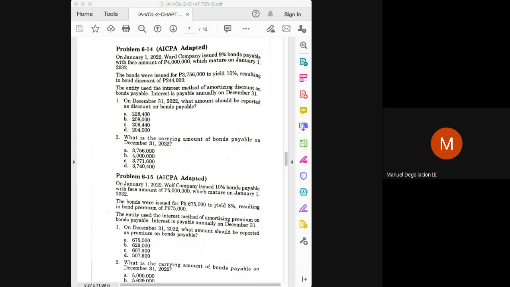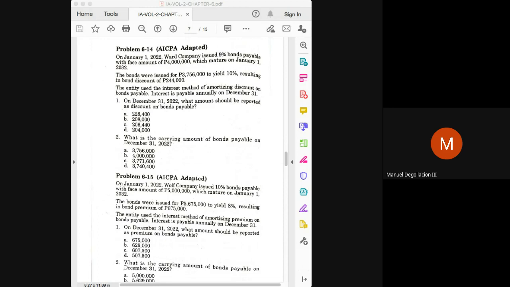And again, if you're asked to compute for the interest expense and the method used is the effective interest method, all you have to do is to multiply the previous carrying amount with the effective interest rate, which would sometimes be given as the yield rate. And once you multiply the yield rate or the effective interest rate, the product would immediately be your interest expense for the year.